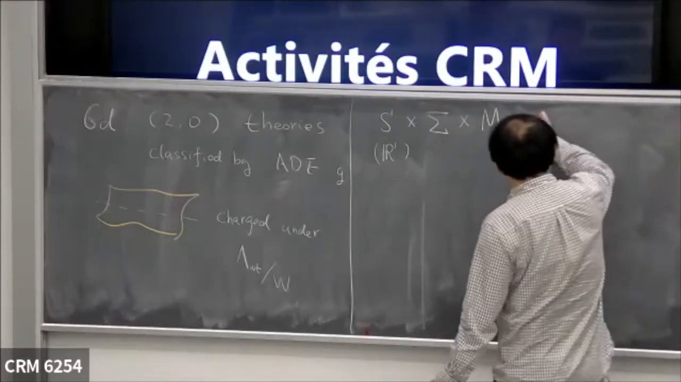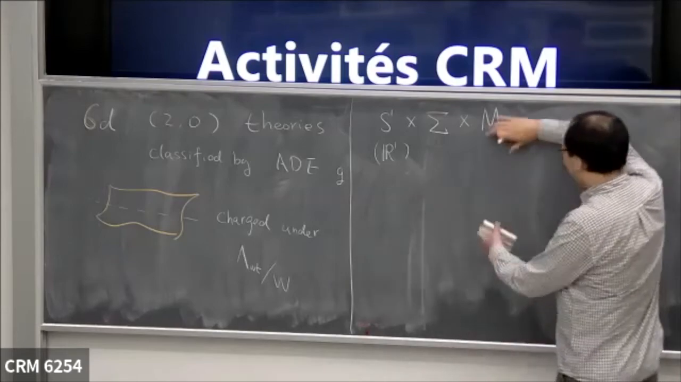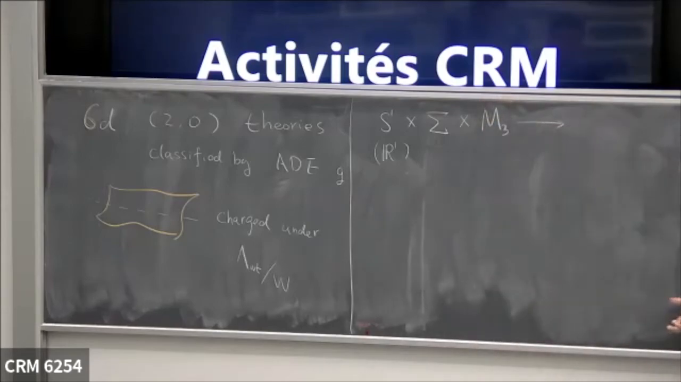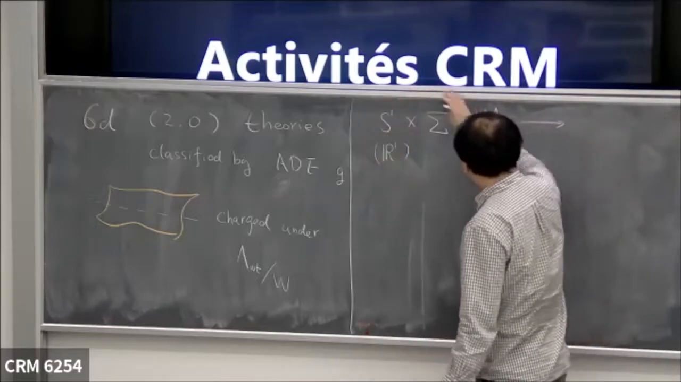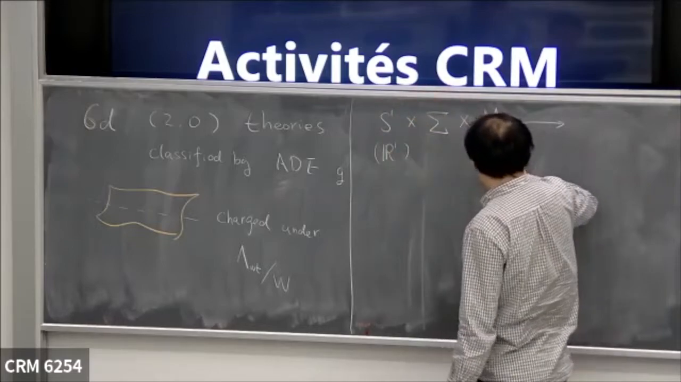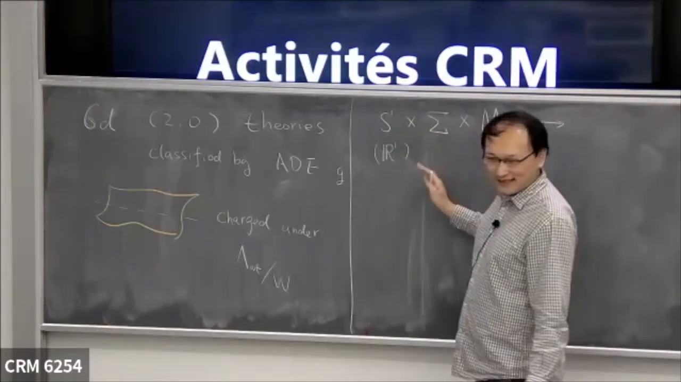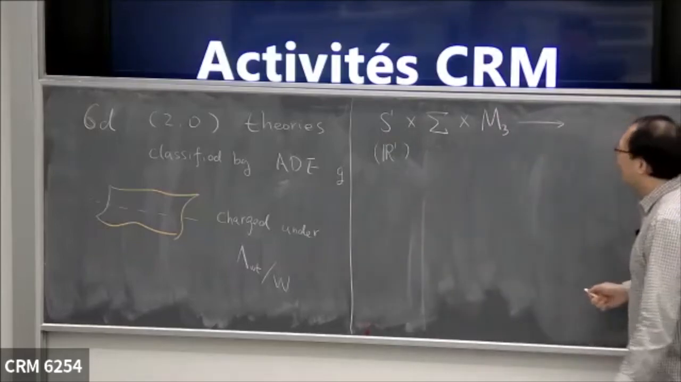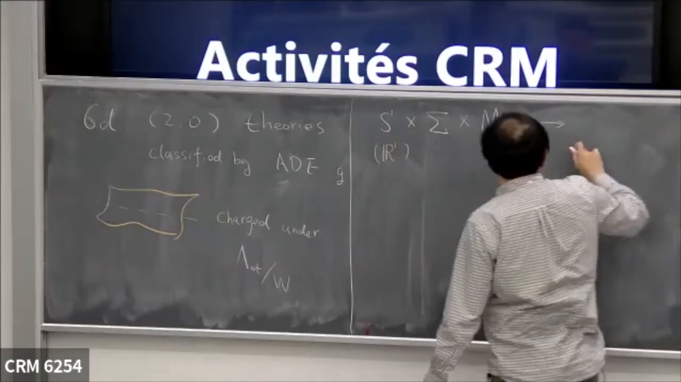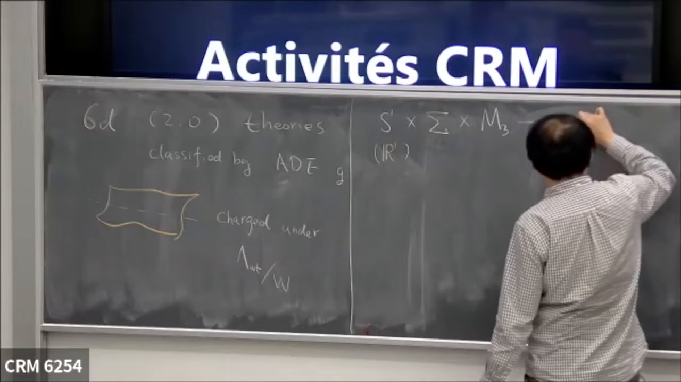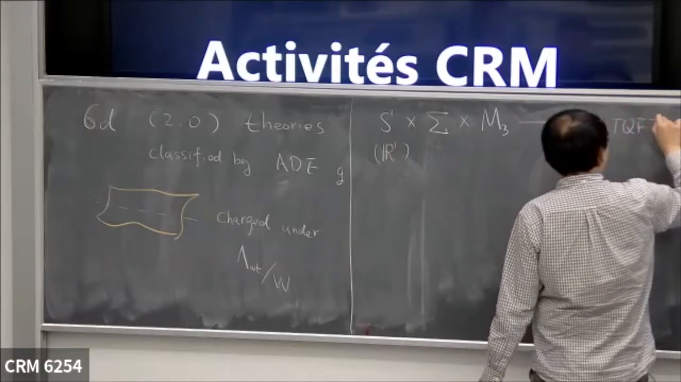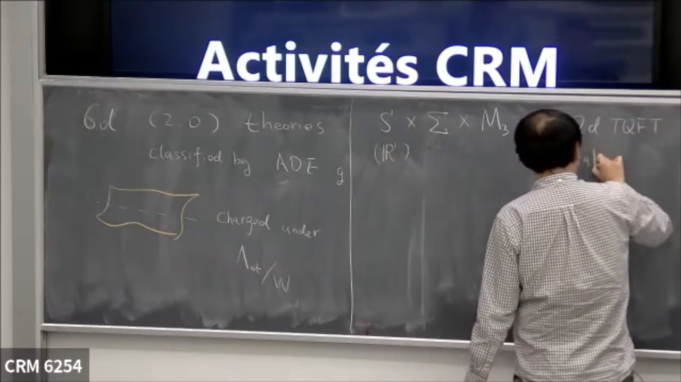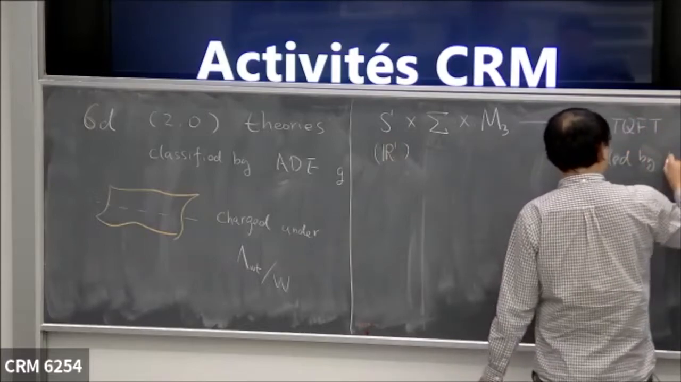What do I mean by this? I can shrink the size of the 3-manifold. Therefore, the theory first looks like some 3-dimensional theory that depends on the choice of M3 over here. And then we can study that theory. And then if I further reduce on S1, what we get is a 2D QFT labeled by M3.